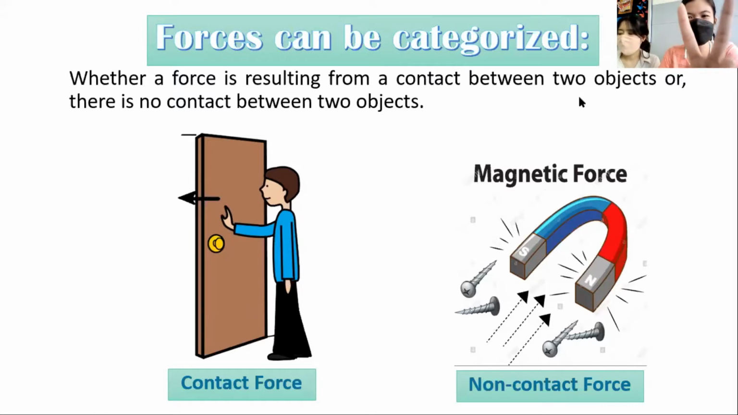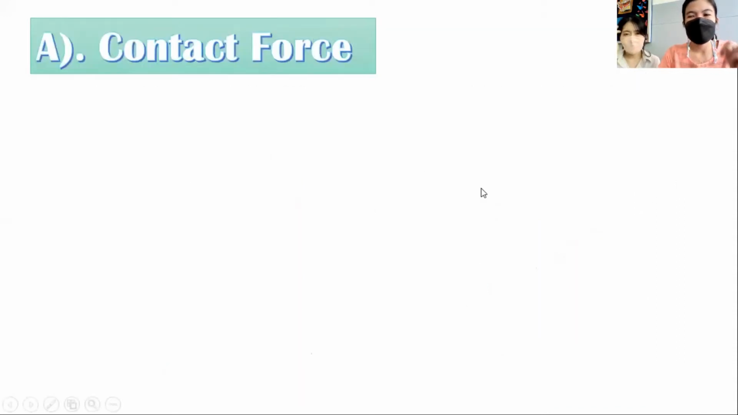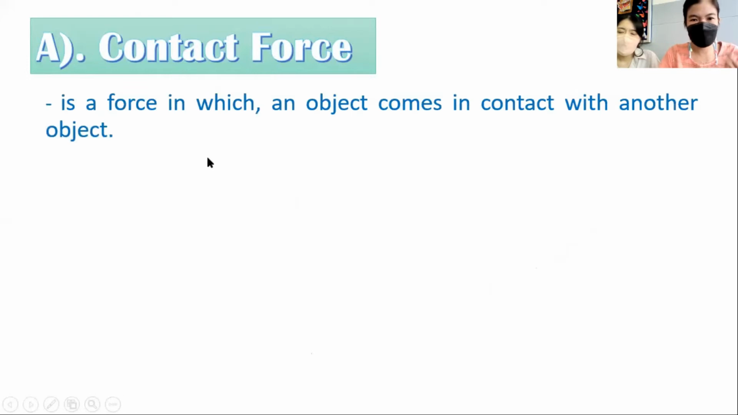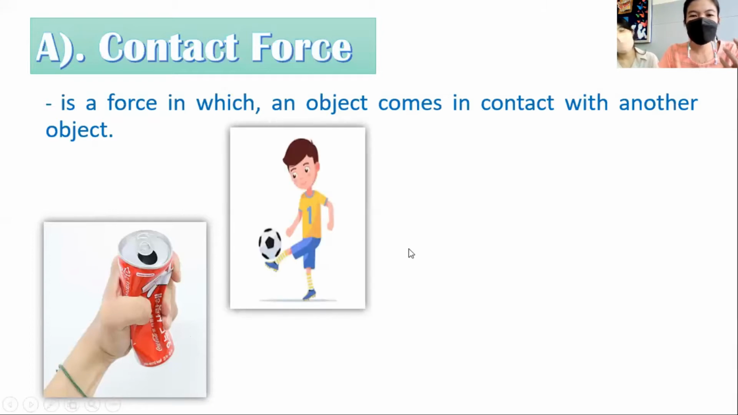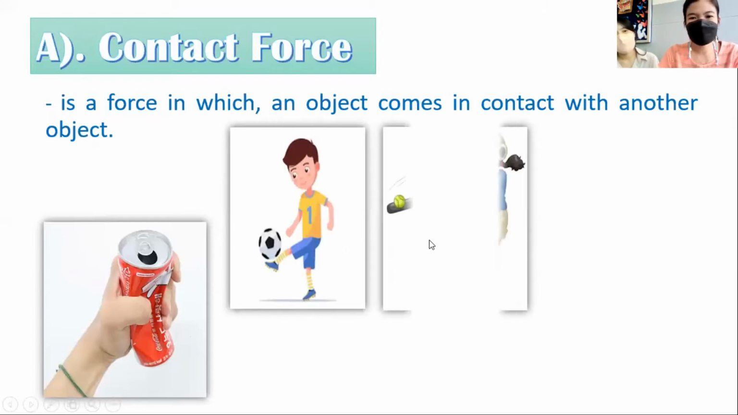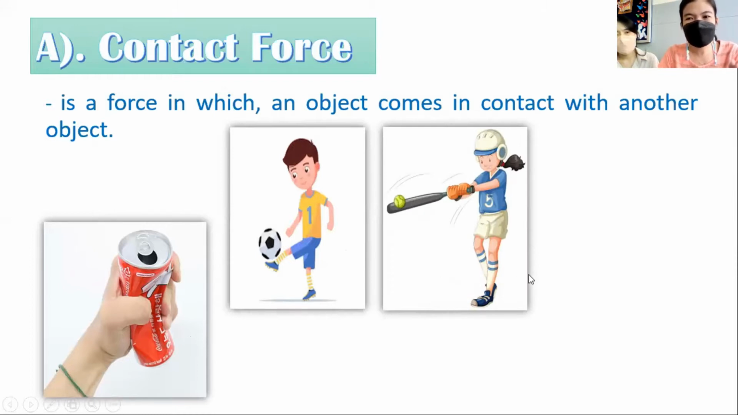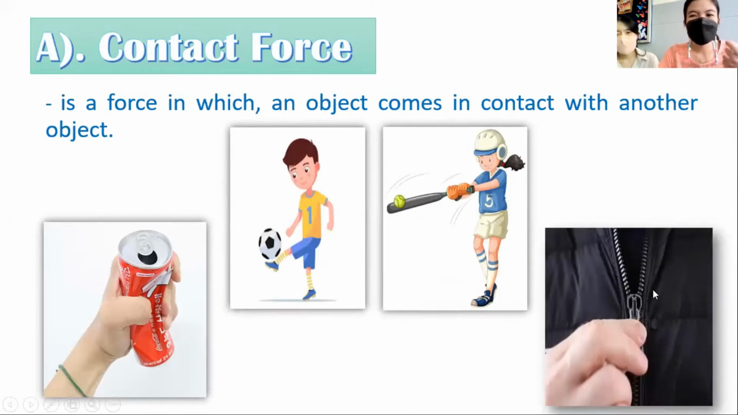So those are the two categories: contact force and non-contact force. Contact force is a force in which an object comes in contact with another object. It means that there is a physical touch. Examples: crumpling a Coca-Cola can, kicking a ball, hitting a baseball, and closing a zipper.